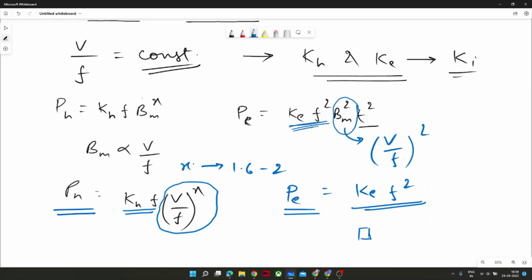Any motor would be laminated. A stack gets laminated, single. For that purpose, your eddy current losses depend on T square. Why? Because the smaller the lamination thickness, the lesser your eddy current loss.